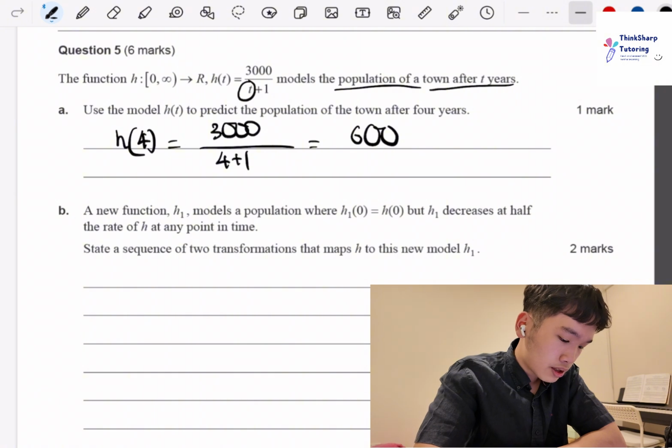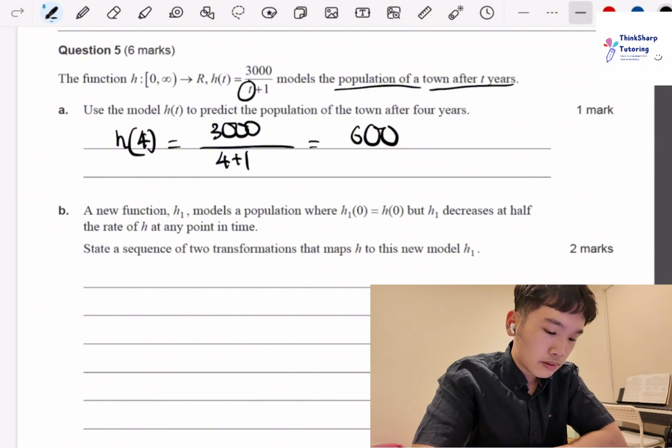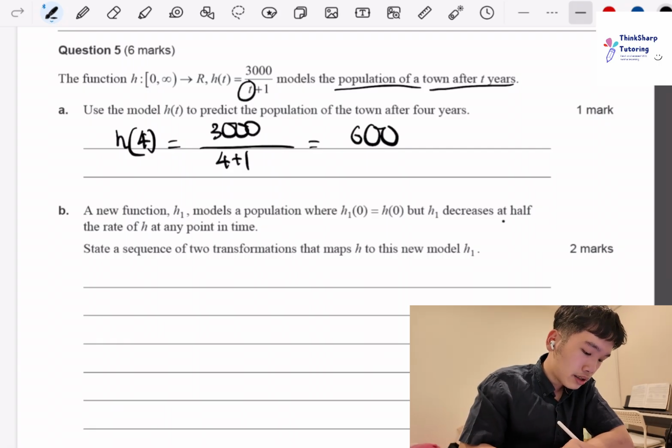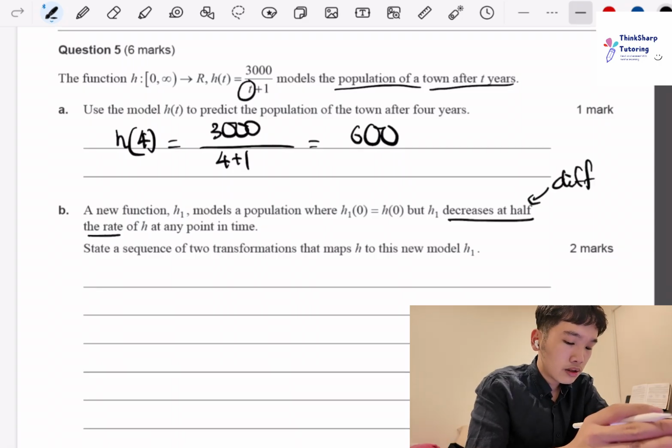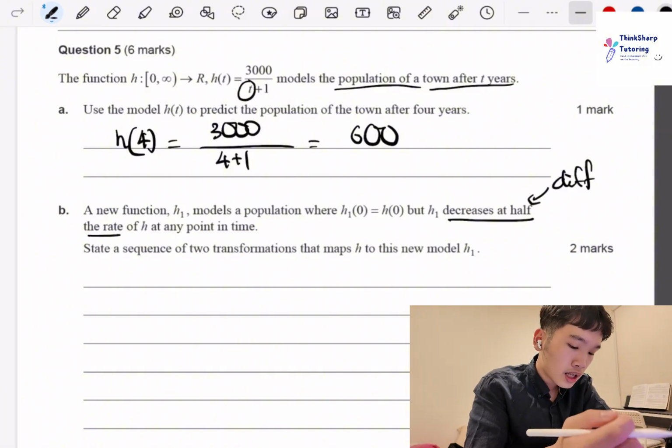So let's move on to question 5b. A new function h1 models the population where h1(0) equals h(0), but h1 decreases at half the rate of h at any point in time. So we can see here half the rate. Whenever we think of the rate, this is going to be diff. Right away, we need to think about diff of h(t) function, and also h1(0) equals h(0).